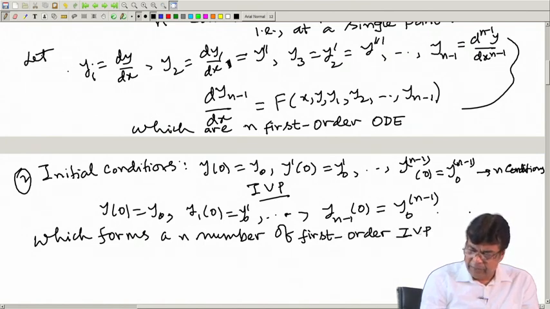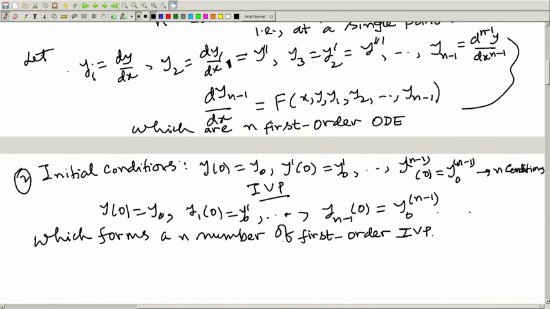Yeah, it is coupled. They cannot be separated out; we cannot take out one and solve it separately. The solution of y1 depends on y, the solution of y2 depends on y1, and so on. So, they are a coupled set of n first order initial value problems.